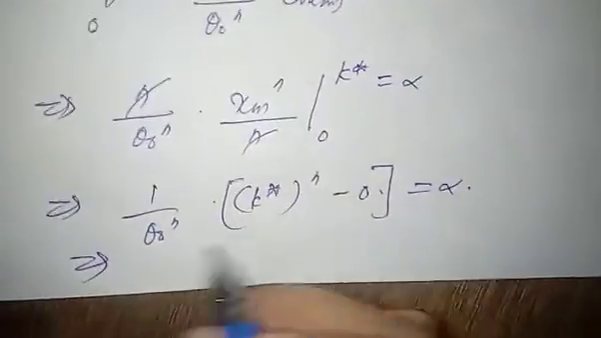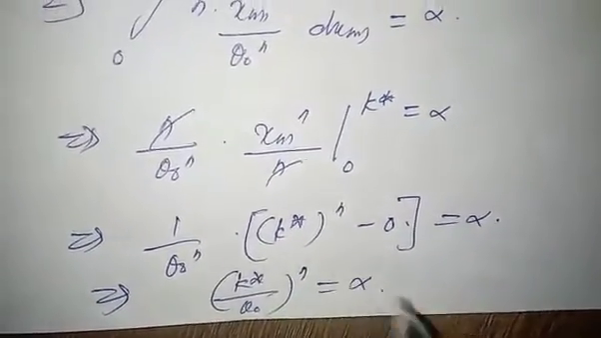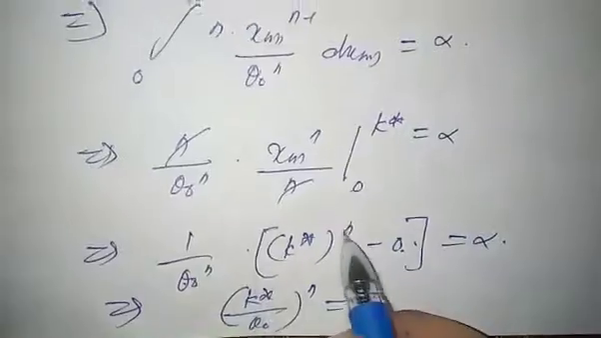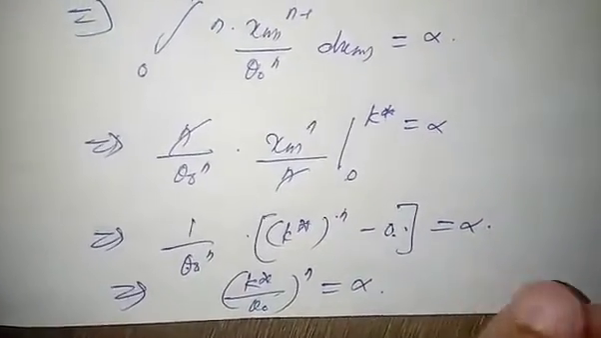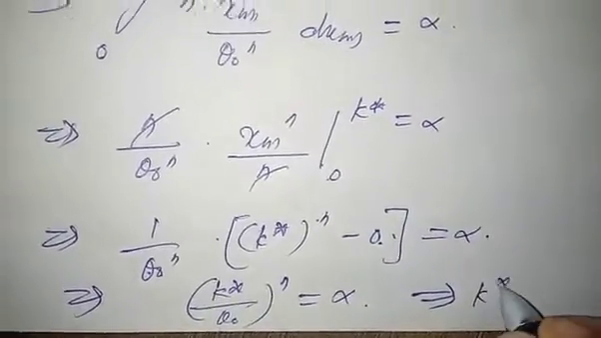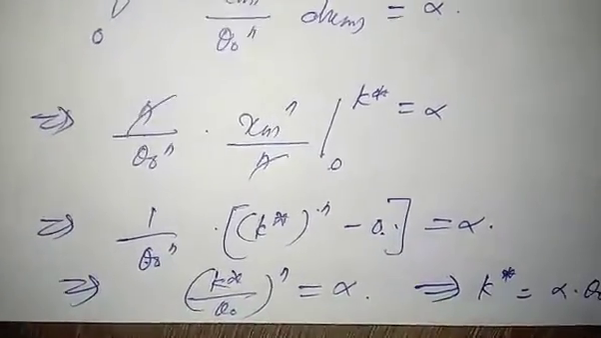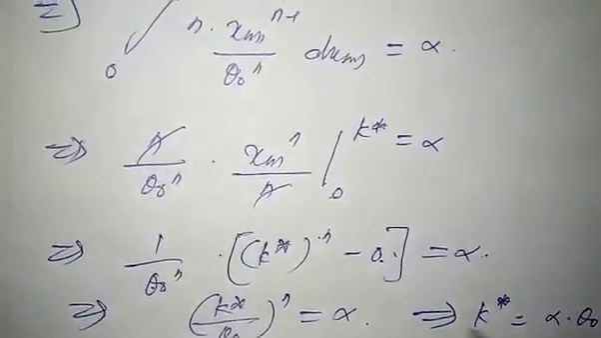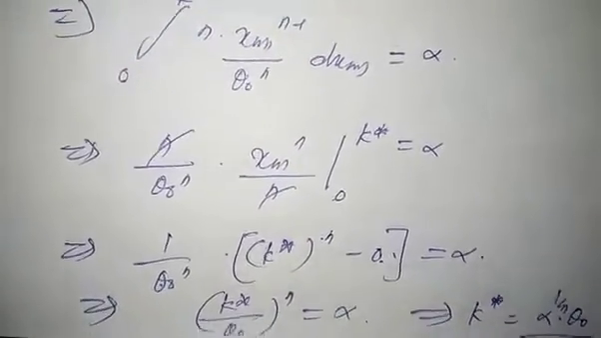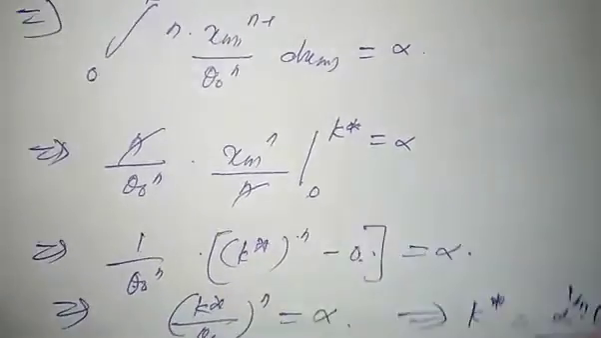Which implies k star divided by theta naught whole power n equal to alpha. So here we need to find the k star value. That is k star equals alpha power 1 by n into theta naught.